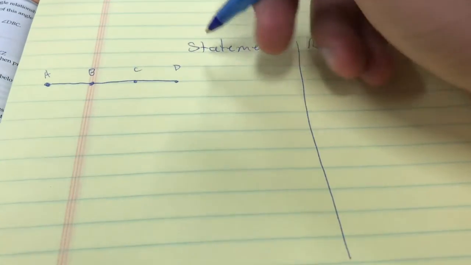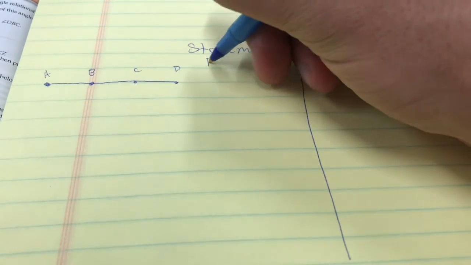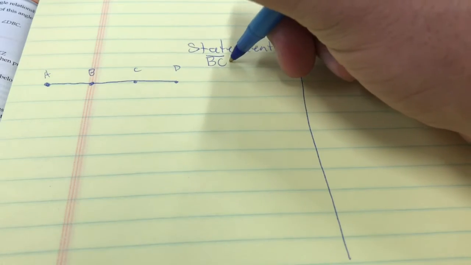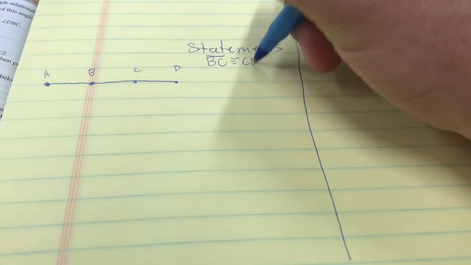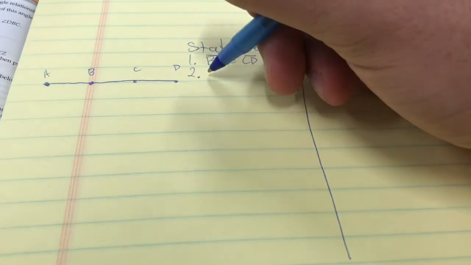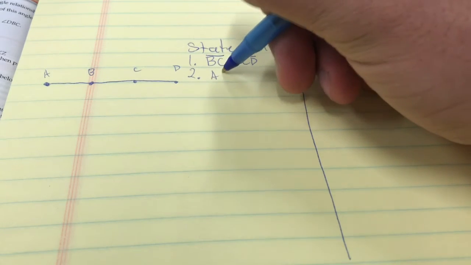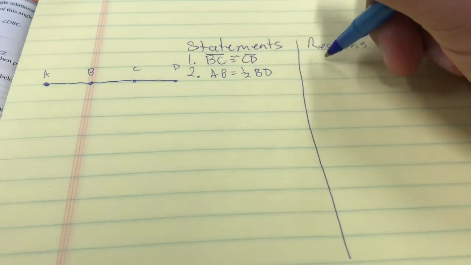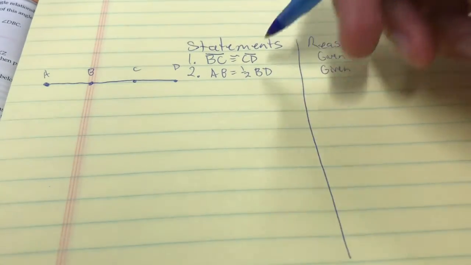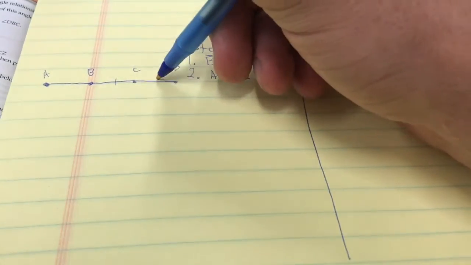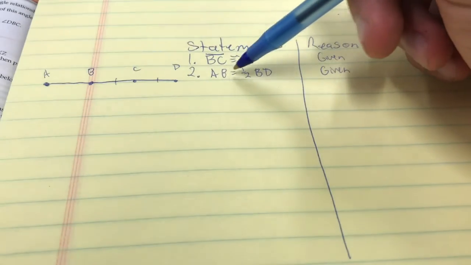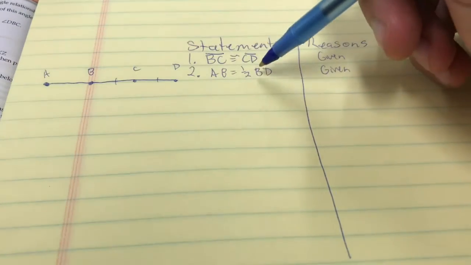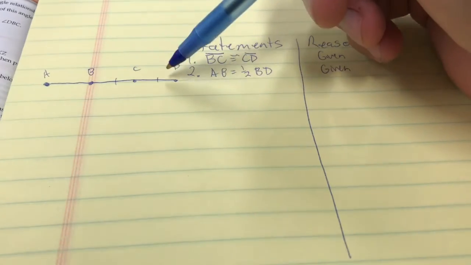So statements. BC congruent to CD. I'm just going to separate them into different ones. You can leave them in the same step. Given. BC and CD, so it's saying these. Then it's saying AB is 1/2 the size of BD.